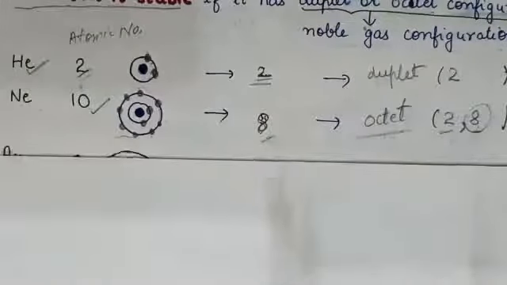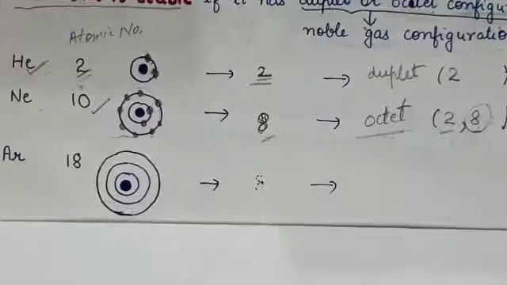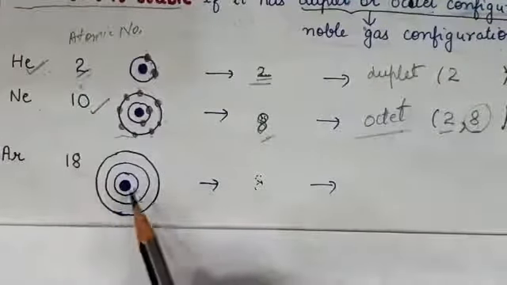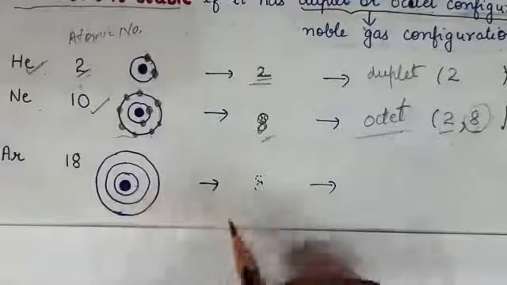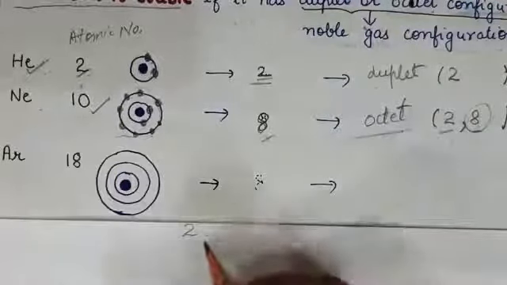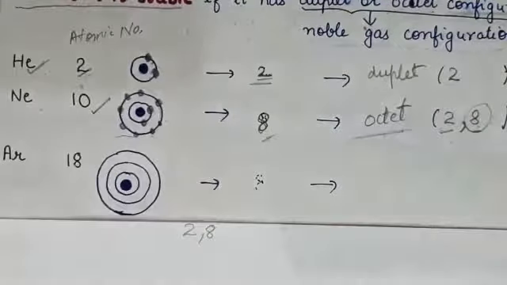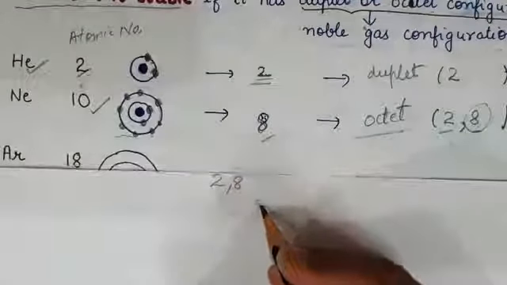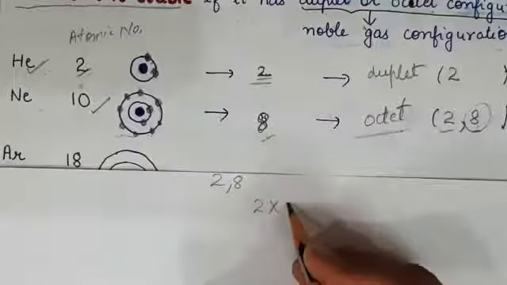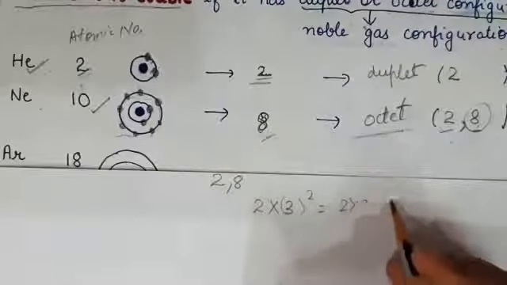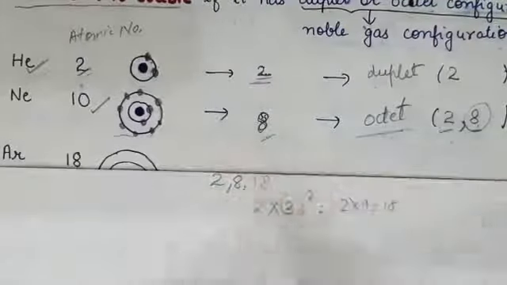Let us take another example. Argon. The atomic number of argon is 18. In the first shell, how many electrons can be filled? 2. In the second shell, how many electrons can be filled? 8. In the third shell, how many electrons can be filled? Calculate by the 2n square rule. 2, n is 3, third shell, square. So 2 into 9, 18. In the third shell, 18 electrons can be filled.